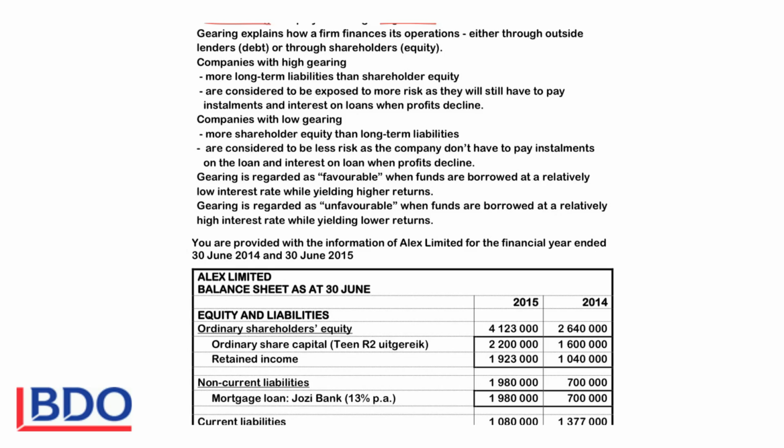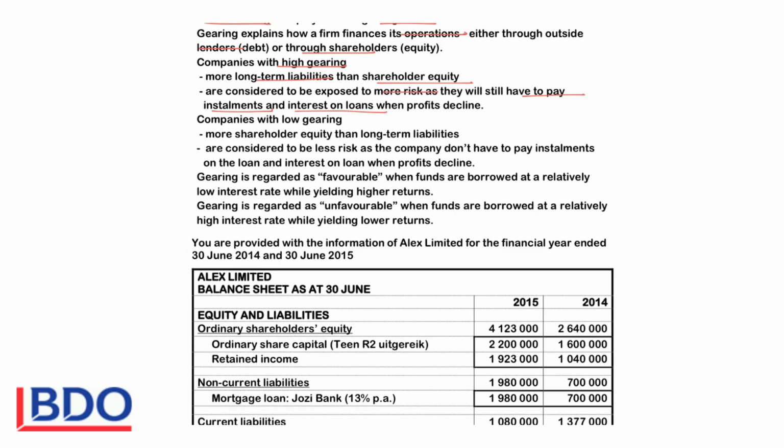Gearing explains how the firm finances its operations, either through outside lenders or through the shareholders. So do they use loans to do everything in the business, or do they use the equity provided by the shareholders? Companies with a high gearing have more long-term liabilities than shareholders' equity. So that means that their long-term non-current liabilities are more than the capital and the retained income that consist of shareholders' equity. They are exposed to more risks because they will have to pay the installment on the loan and the interest on the loan even when profits are low. So it means it's risky for the business because they've got this extra money that they have to pay. If they don't make a profit, it can result in cash flow problems.